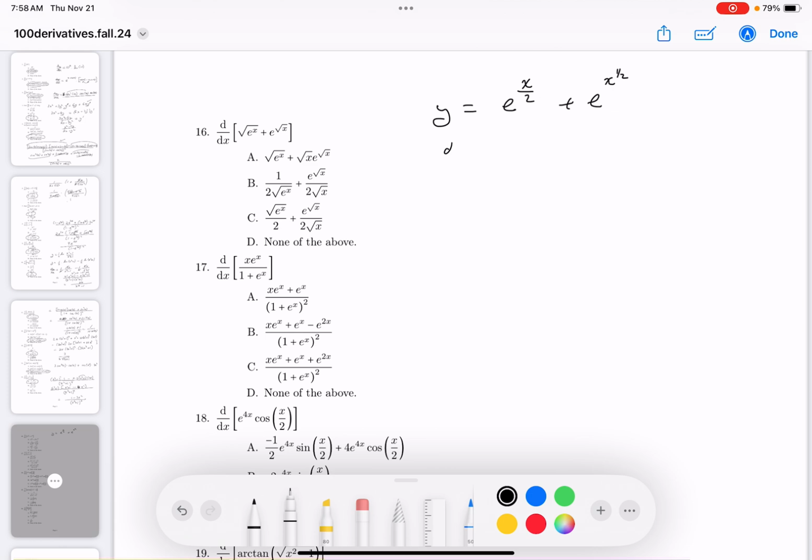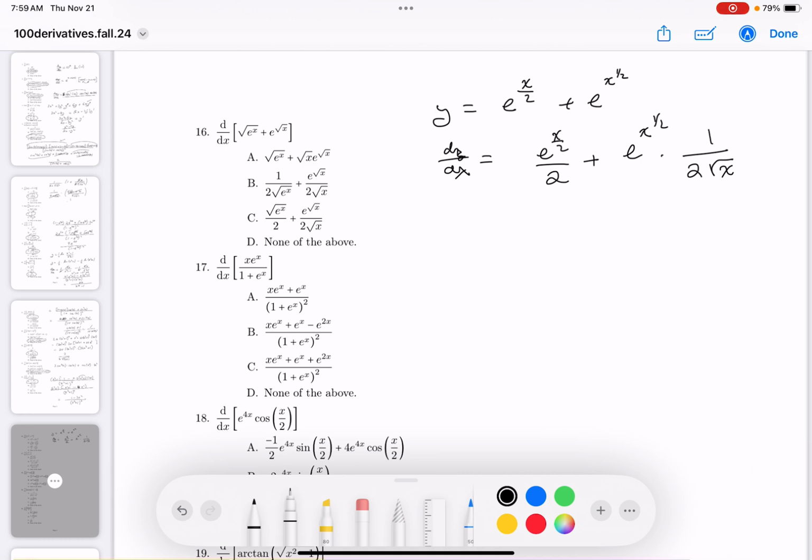Let me do its derivative, dy dx. That's going to be e to the x over 2 times a half. All right, let's do the next one. Plus e to the x to the 1/2 power. Then I got to do a derivative of the power. And that's going to be, let's see, 2 over root x. And then on top is just going to be 1.